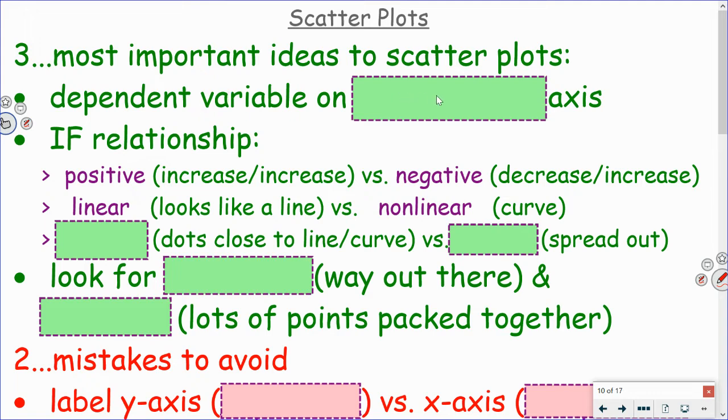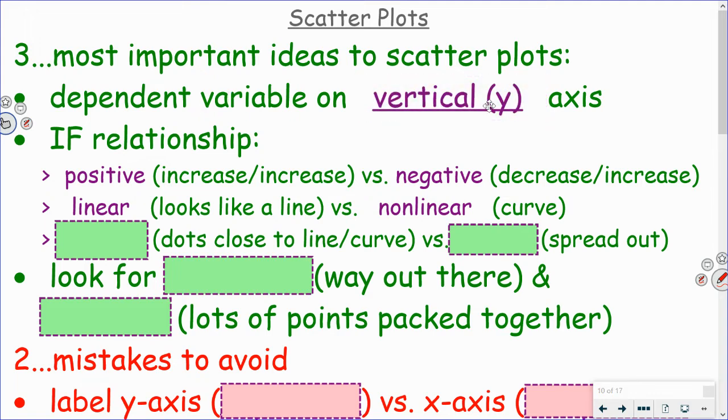Now the dependent variable is what you're measuring and therefore goes on the vertical or the y-axis. Naturally, that would mean the independent variable would go on the x-axis. Now, if you recall yesterday with our passing the book activity, what we were measuring was the time in seconds, but the time depended on how many students were actually passing the book.